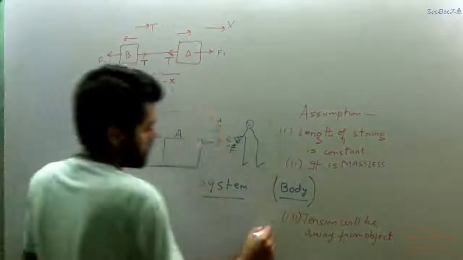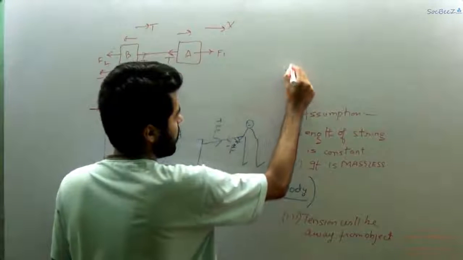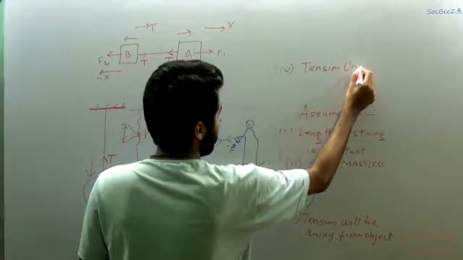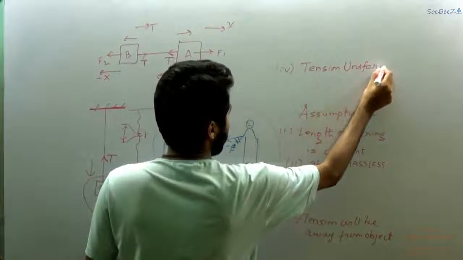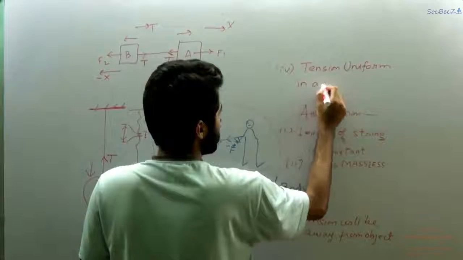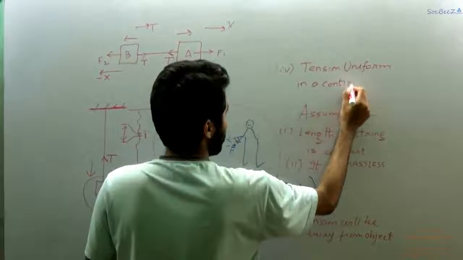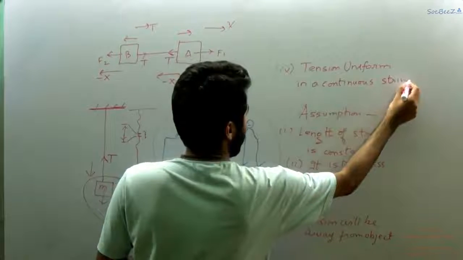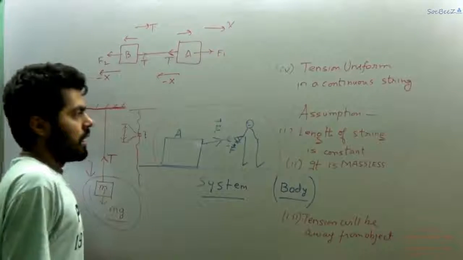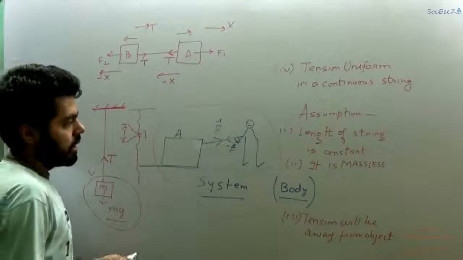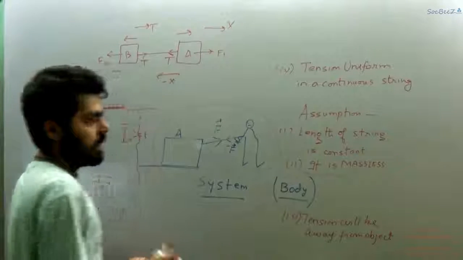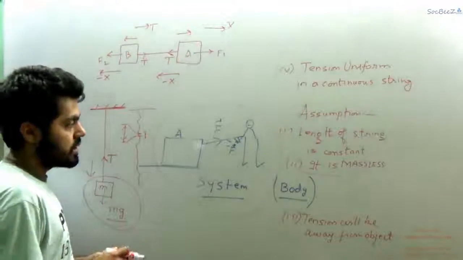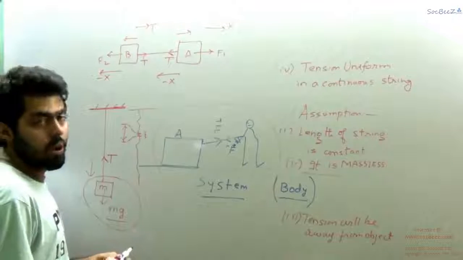And this uniform tension, I can write down as the fourth point here: tension is uniform in a continuous string. And this fourth property comes actually because the string is massless. If it is mentioned in any problem that the string has mass, then the tension will not be uniform.